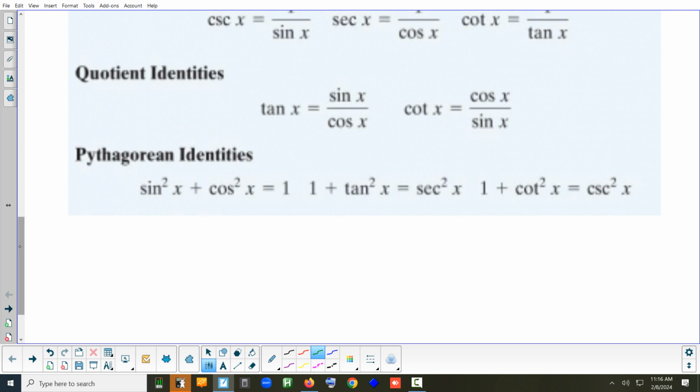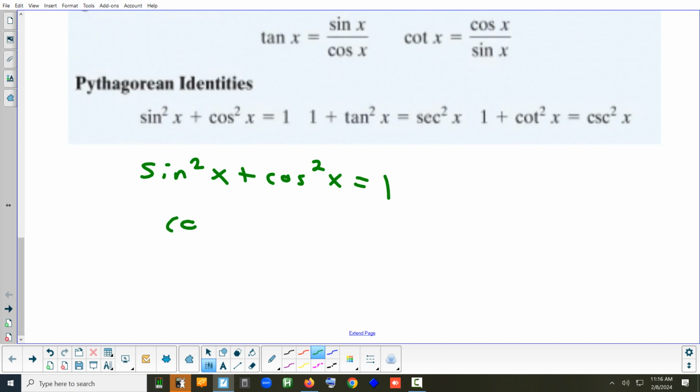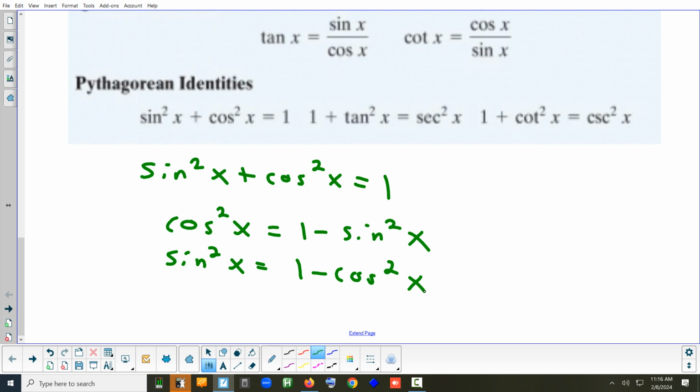Now, what you can do with these identities is you can rearrange them. So if sine squared plus cosine squared equals 1, you could also say cosine squared equals 1 minus sine squared. You're just bringing something to the other side. You could also say sine squared equals 1 minus cosine squared. So we do have to look for rearrangements of identities sometimes.